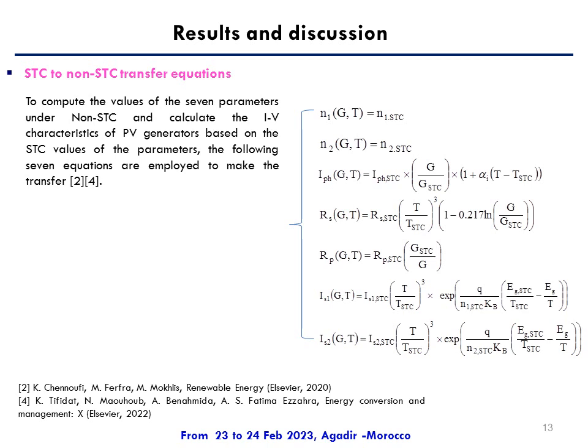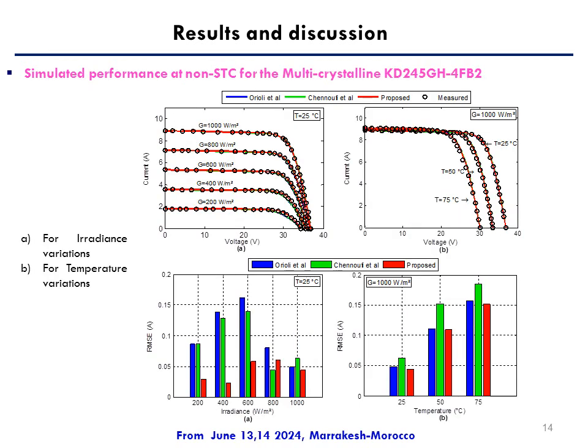Now, to switch from STCs to non-STCs, that is, from the standard test conditions to real weather conditions, we employ the transfer equations that we have here, which allow the use of the STC values of the 7 parameters to compute their values at non-STCs, and then to predict the electrical behaviors at non-STCs. The results are shown in these two figures.